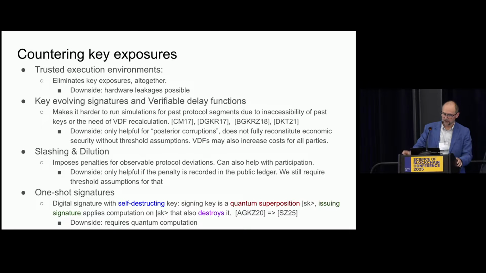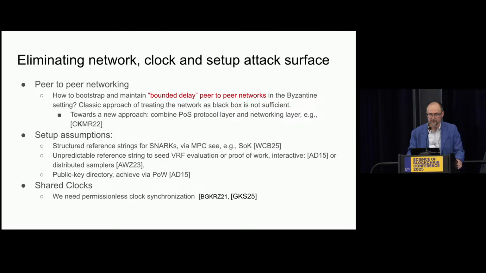Finally, the concept of one-shot signatures, a quantum-enhanced cryptographic primitive, works beautifully well against key exposure because it's basically a primitive that only allows you to sign a message once, because the signature key itself is in quantum superposition, so measuring it by design destroys it. But of course, it comes with the obvious downside that you have to do this quantum computation. So finding ways to increase economic costs of key exposures is and remains an active area of research.